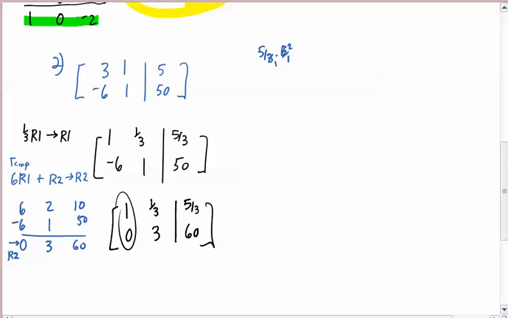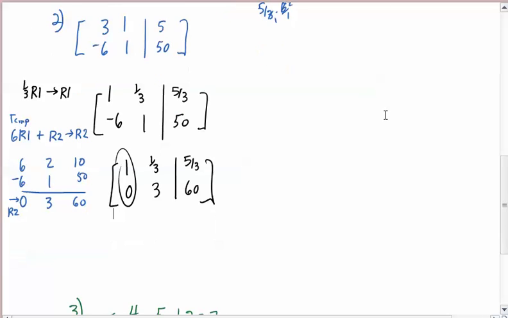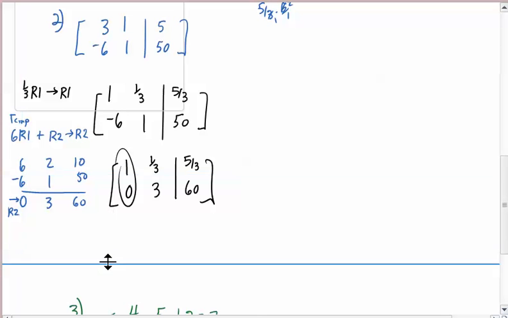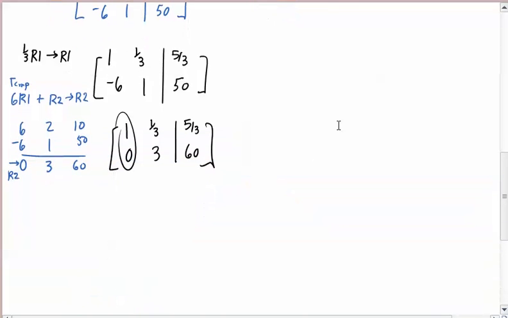All right, let's finish this up quickly. So what we have here, oops, need to insert a little bit of paper. So what I have here now is I'm ready to create a 1 right here. How am I going to do that? Multiply by a third. In other words, divide by 3. So I'm going to take row 2 and I'm going to divide by 3. So 1/3 times row 2 to give myself a new row 2.